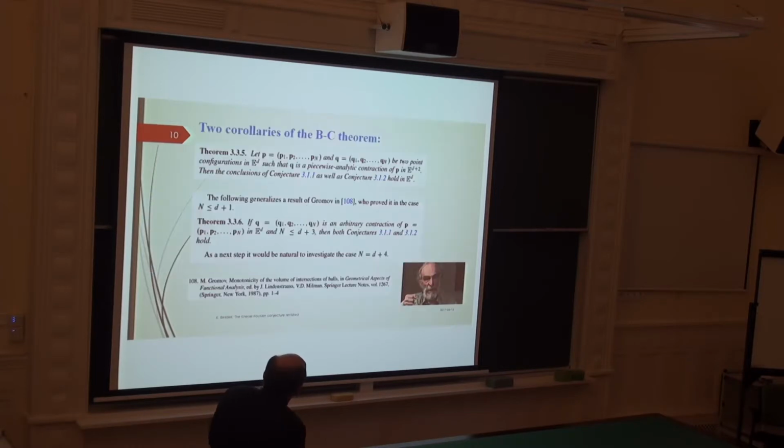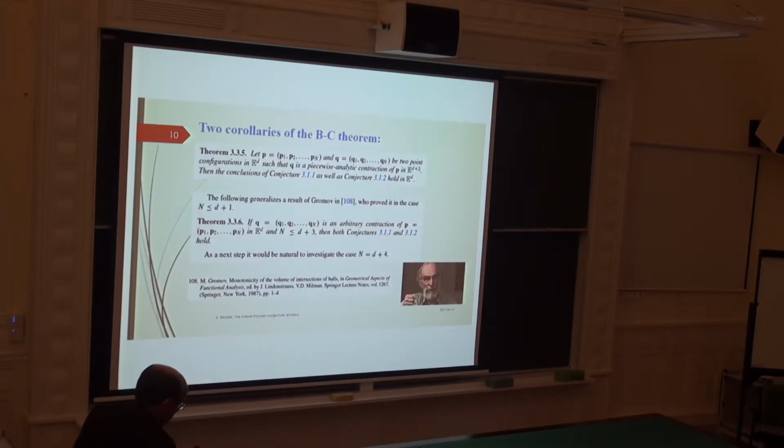Two corollaries I want to put forward. The first just says that our method actually is high dimensional. If we know that Q is a piecewise analytic contraction of P in D plus 2-dimensional space, so we start with two point configurations in D space, Q and P, and if Q is a piecewise analytic contraction of P in this high dimensional space, then the conjecture holds in D space. This is one corollary.